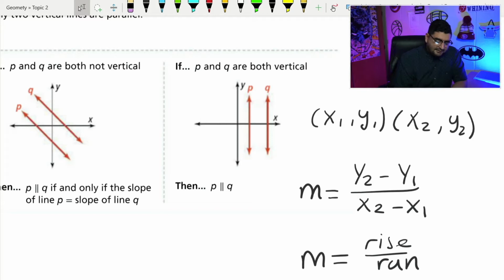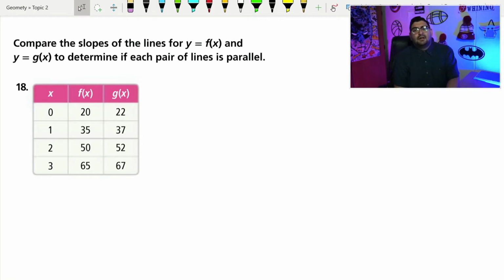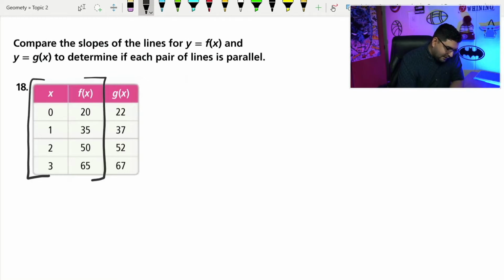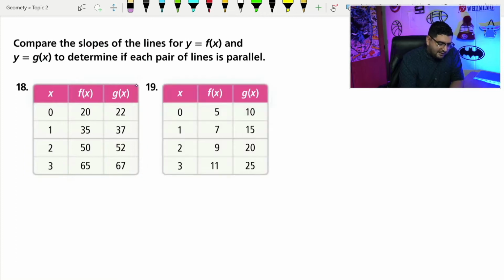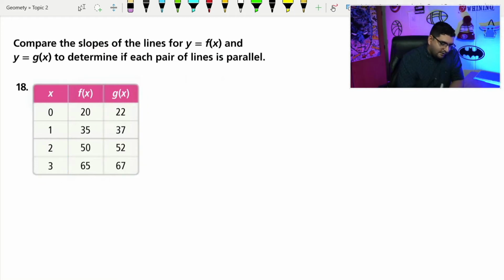So let's look at an example of a geometry problem that reads, compare the slopes of the lines of y equals f of x and y equals g of x to determine if each pair of lines is parallel. So here we have a table that has the values for two lines. These are the x and y values for our first line, and these would be the x and y values for our second line. So they share the same x values, but they do not share the same y values.